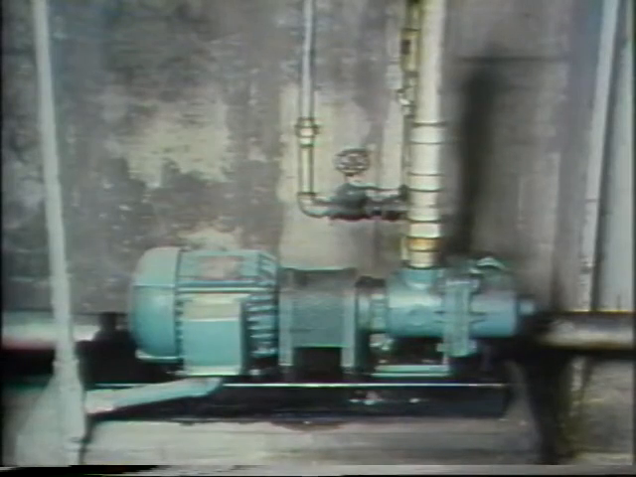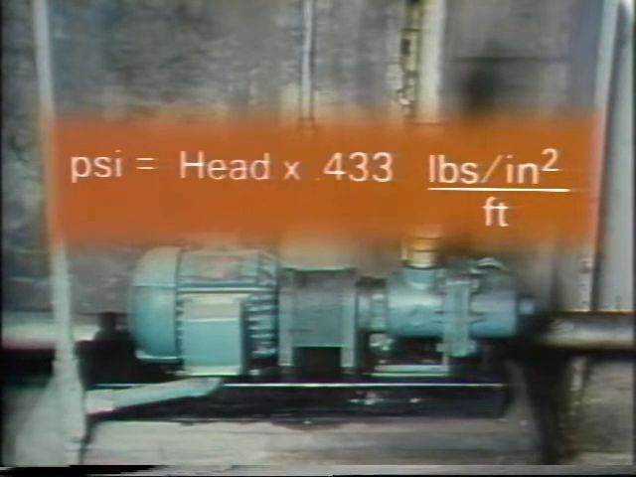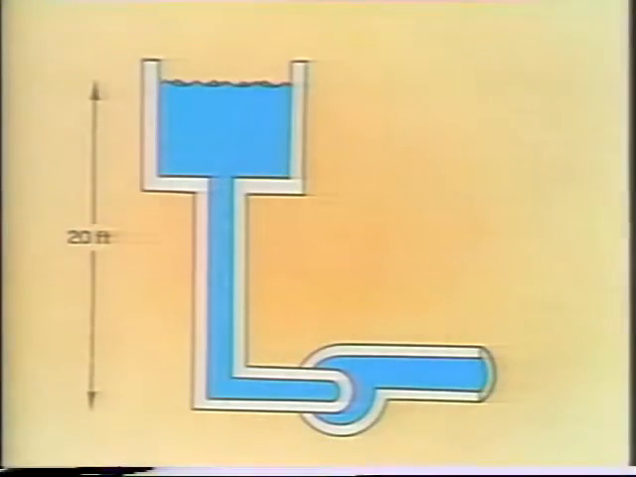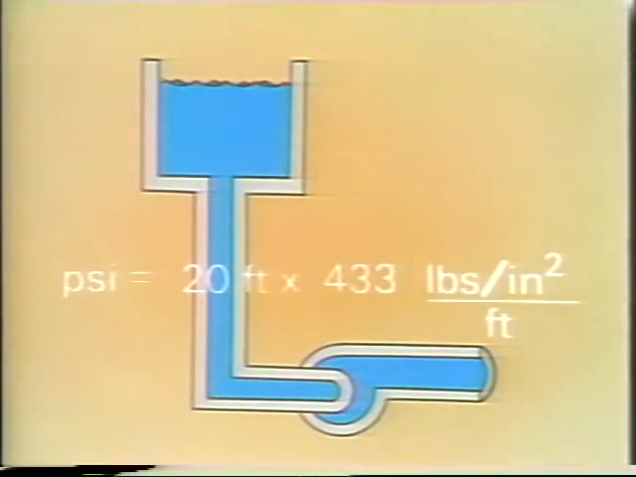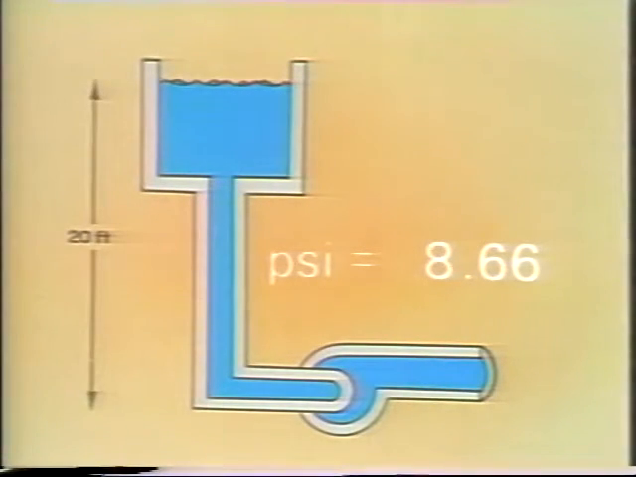For pumps which move water, head in feet can be converted to pounds per square inch by multiplying the head of the fluid times 0.433 pounds per square inch per foot. To calculate the suction pressure on a pump with a 20-foot head of water at its suction, we'd multiply the head, the 20 feet, times 0.433 pounds per square inch per foot. Feet cancel, and the equation equals 8.66 pounds per square inch of pressure. In other words, a 20-foot head of water exerts a pressure of 8.66 psi.